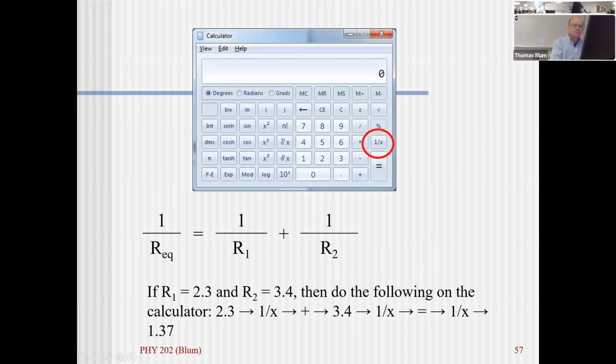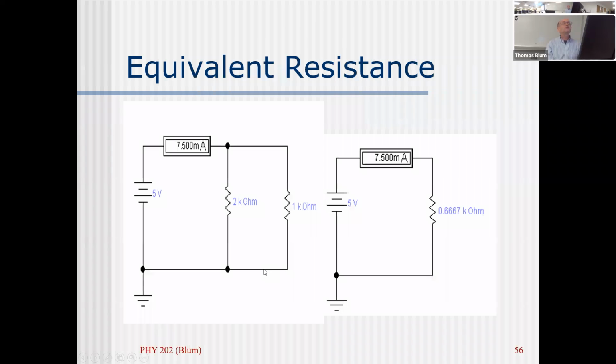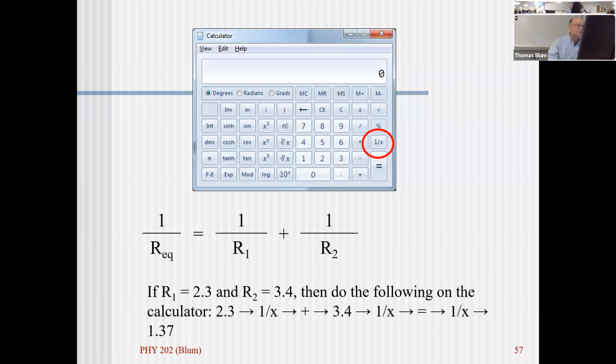Okay. Can you show us an example? Okay, what example do you want? Do you want the 2.3 one, or do you want me to go back to here with the 1 and the 2? No, 2.3. Okay.